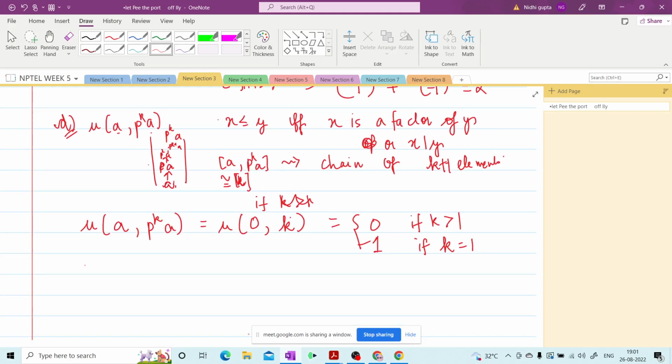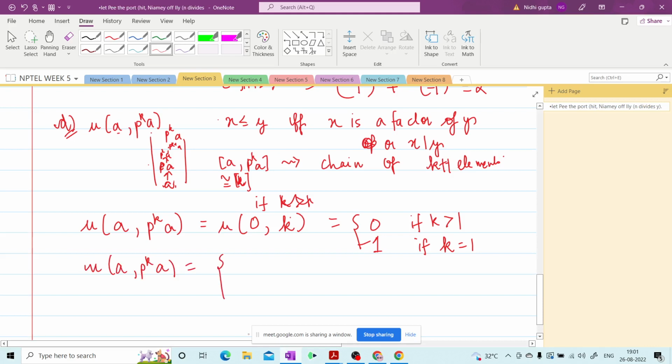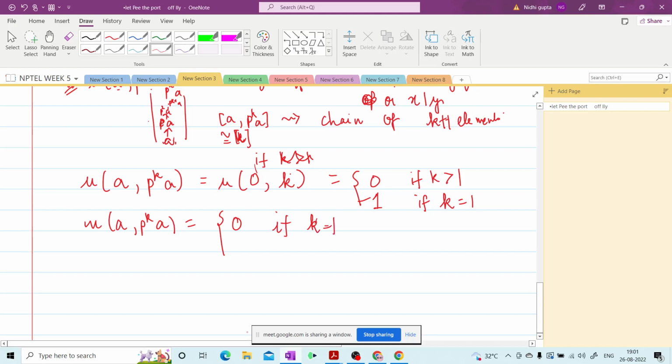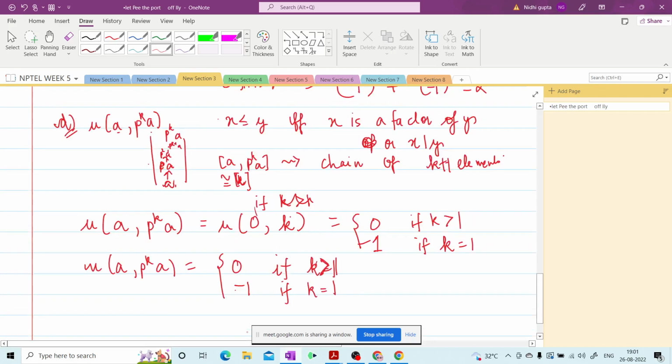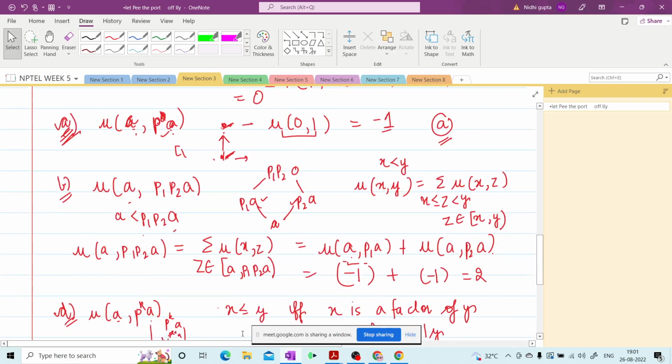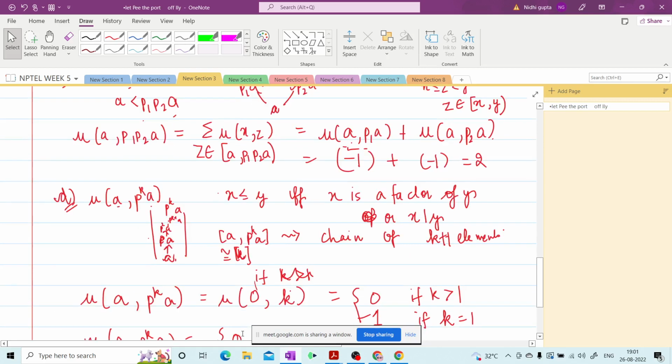So we see that mu of APKA is 0 if K is greater than 1 and minus 1 if K is equal to 1. So this was our computing the Mobius function for some of the problems.